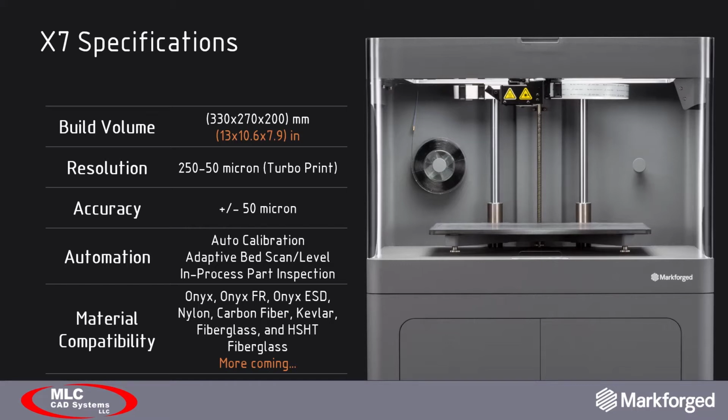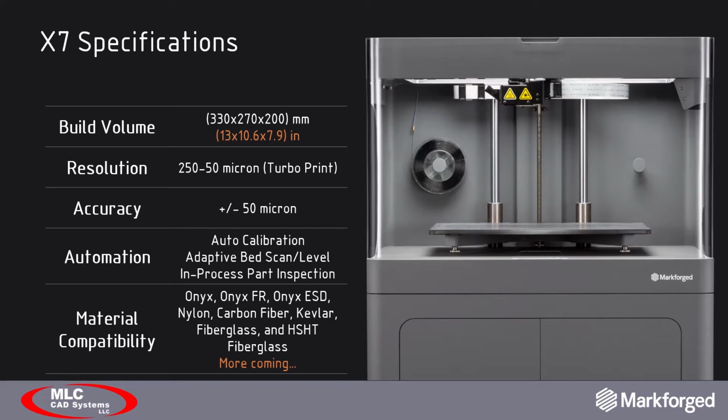On top of that, there's a laser micrometer on the print head, which serves a variety of functions, including an adaptive bed level scan. So before every print, the laser is used to measure the bed flatness, which is then accounted for in the first 5 layers of the print to ensure a perfect part.